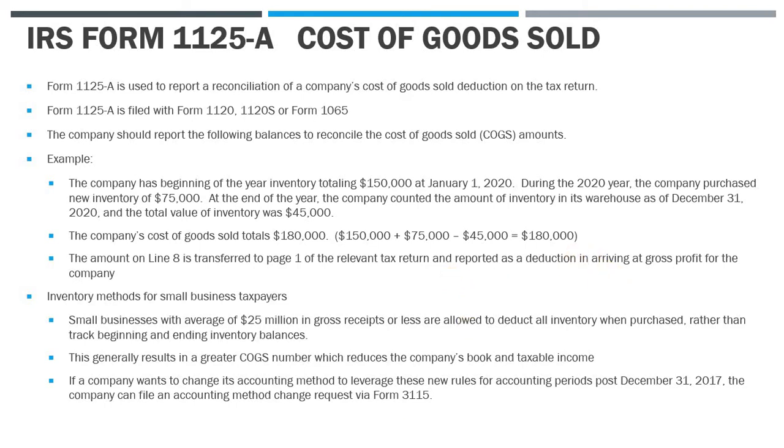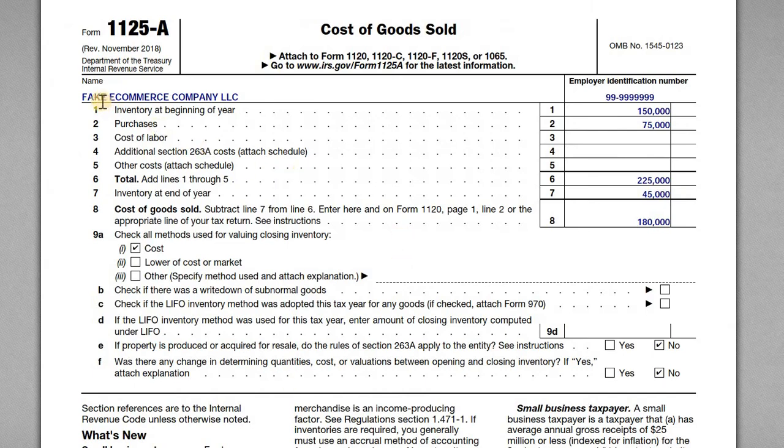So if we look at the example here, these are the same numbers. We've got our e-commerce company up here. The EIN goes up in the top right-hand section here. And then we've got a reconciliation of our numbers, right? So inventory at the start of the year was 150.